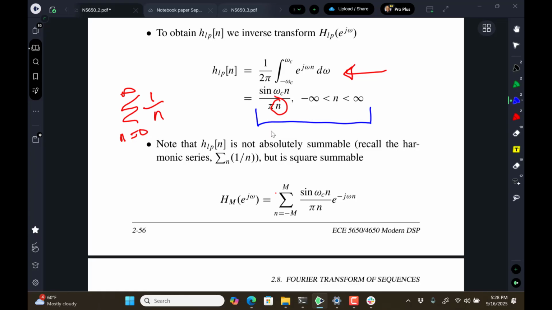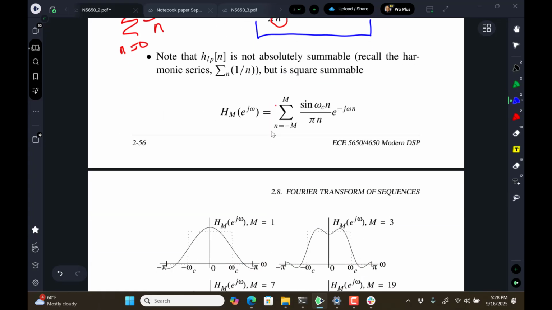You can make it causal by shifting it over to the right, but then you have to be willing to truncate it, which means you're going to use only m terms, or 2m terms in this example. You slide it over to the right and make it causal, but now you don't have but 2m terms in there.